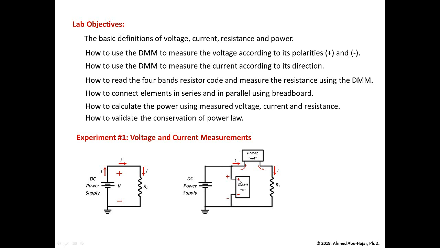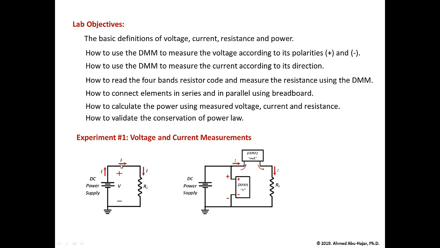The plus polarity in the DMM should be the same as the plus polarity of the voltage. You see the voltage here is at the top, so the plus polarity of the voltage should be connected to the plus polarity of the DMM, and the negative polarity of the voltage should be connected to the negative polarity of the DMM. So the DMM needs to be connected across an element to measure the voltage.